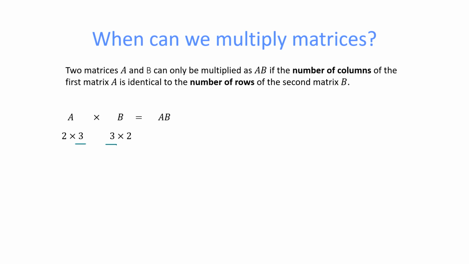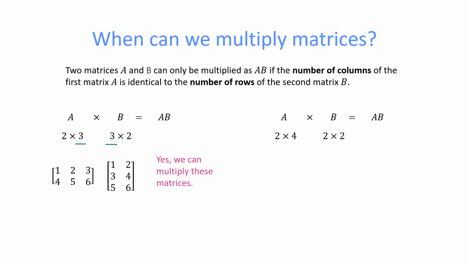Here we have 3 and 3, which tells us that we can multiply these matrices. Here is an example of how these matrices could look. So here we have a 2 by 3 matrix and a 3 by 2 matrix. And yes, we can multiply these matrices because the number of columns of the first one equals the number of rows of the second one. Let's look at another example. Here we have a 2 by 4 matrix and a 2 by 2 matrix. You can see that here are 4 columns, but here are only 2 rows. So these two matrices cannot be multiplied together.